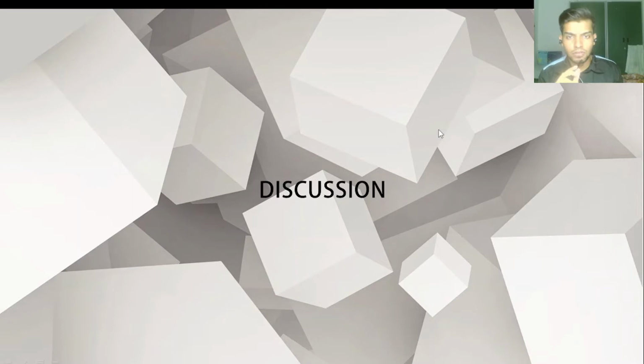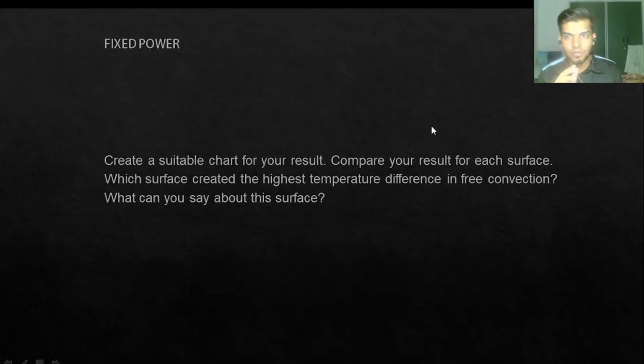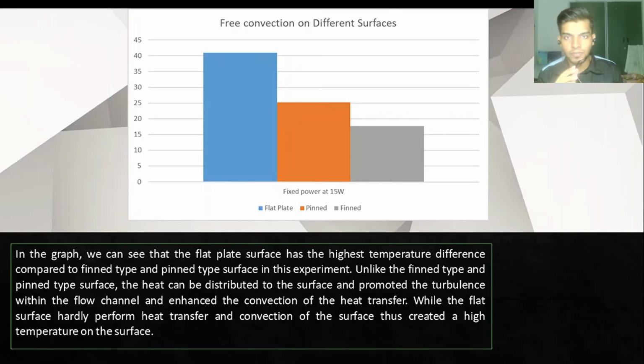A very good day. My name is Jeremiah Darshan and my ID number is B0920103770, and today I'm going to present on Lab 3 discussion. So the question is, create a suitable chart for your results. Compare your results for each surface. Which surface created the highest temperature difference in free convection? What can you say about the surface?